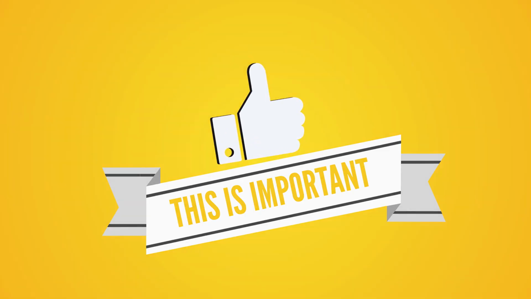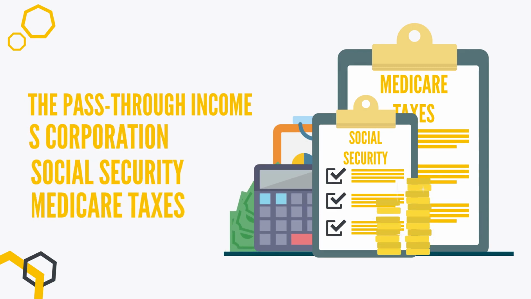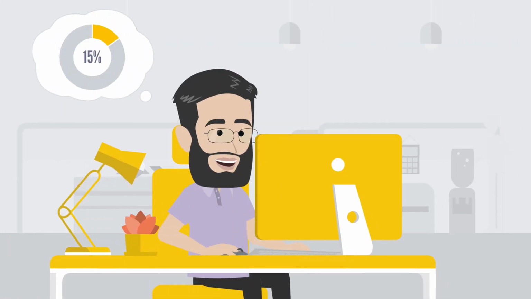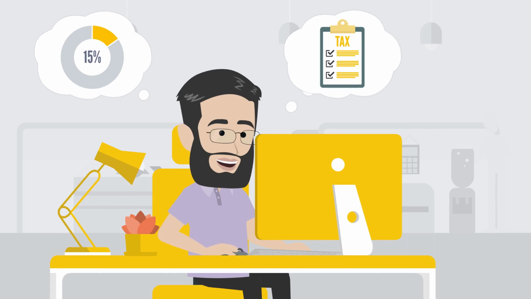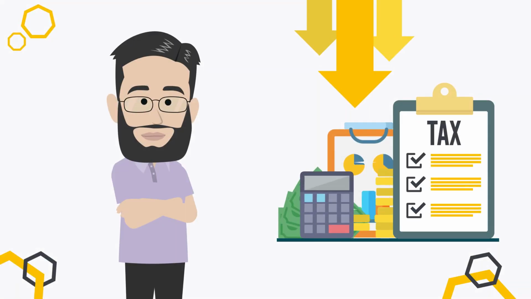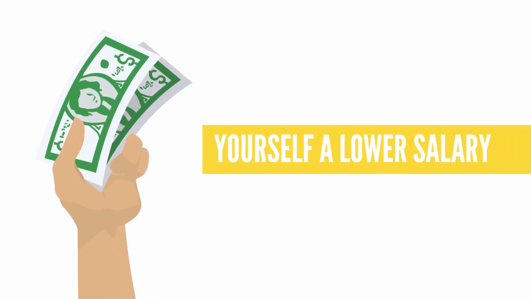This is important because the pass-through income of an S corporation isn't subject to Social Security or Medicare taxes, saving you 15.3% in employment taxes. So then, you'll be able to reduce your employment taxes with an S corporation by paying yourself a lower salary.